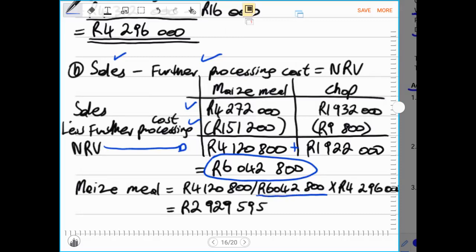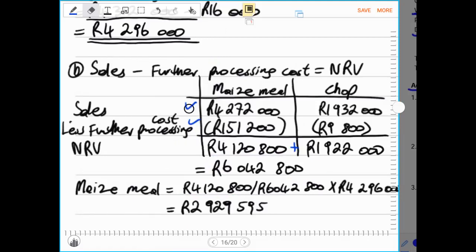So now we take the amount of the net realizable value, which is 4,120,800, divide by the total times by the amount of the joint cost. So this is how this method is done. Please be mindful, it's a very important method, but I still have to do another method in terms of allocating joint cost. That is also very important to note.